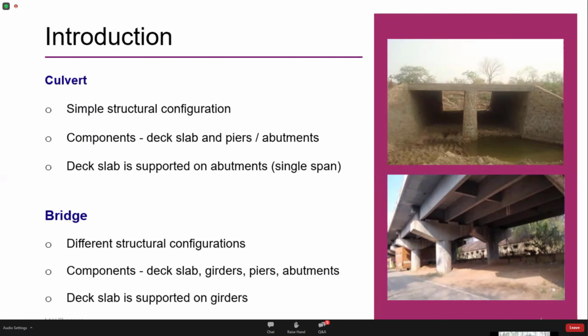But in case of a bridge, depending upon the type of the bridge, the superstructure can have different structural configurations. The most common type of bridges we see around are the T-beam deck slab bridges. Here, the structural components consist basically of the deck slab, the girders and the cross girders, which are resting on piers and abutments. Here, the deck slab rests on the network of girders and cross girders.